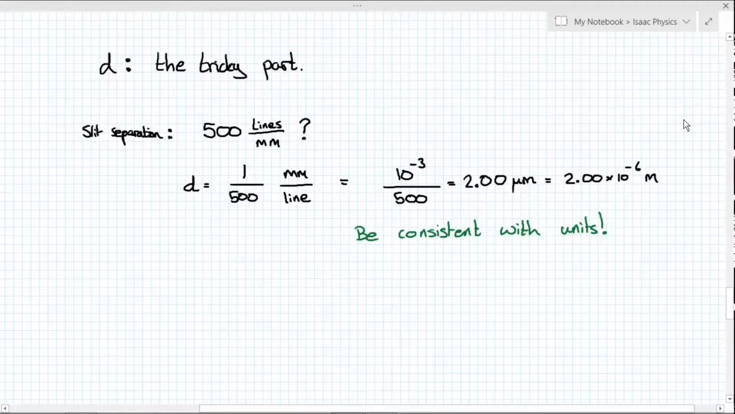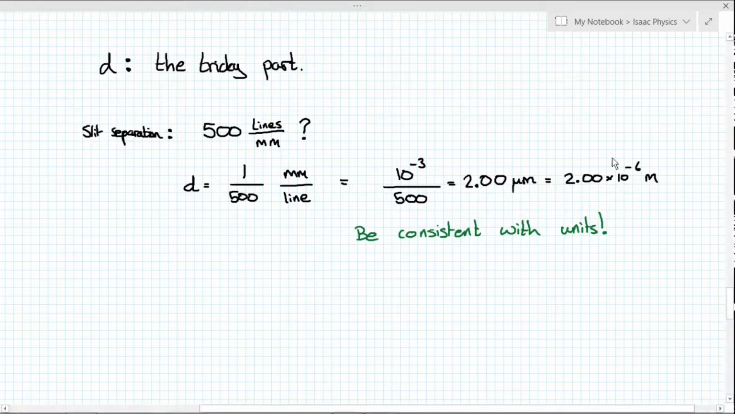The biggest pitfall that students have with this equation is d, the slit separation. Sometimes it will be given to you in a peculiar way, perhaps the number of lines per millimetre. d is a distance, so we don't want to know how many lines per millimetre, we want to know how many millimetres between each line on the diffraction grating. So we take the reciprocal of that number, but we do have to be careful with the unit.